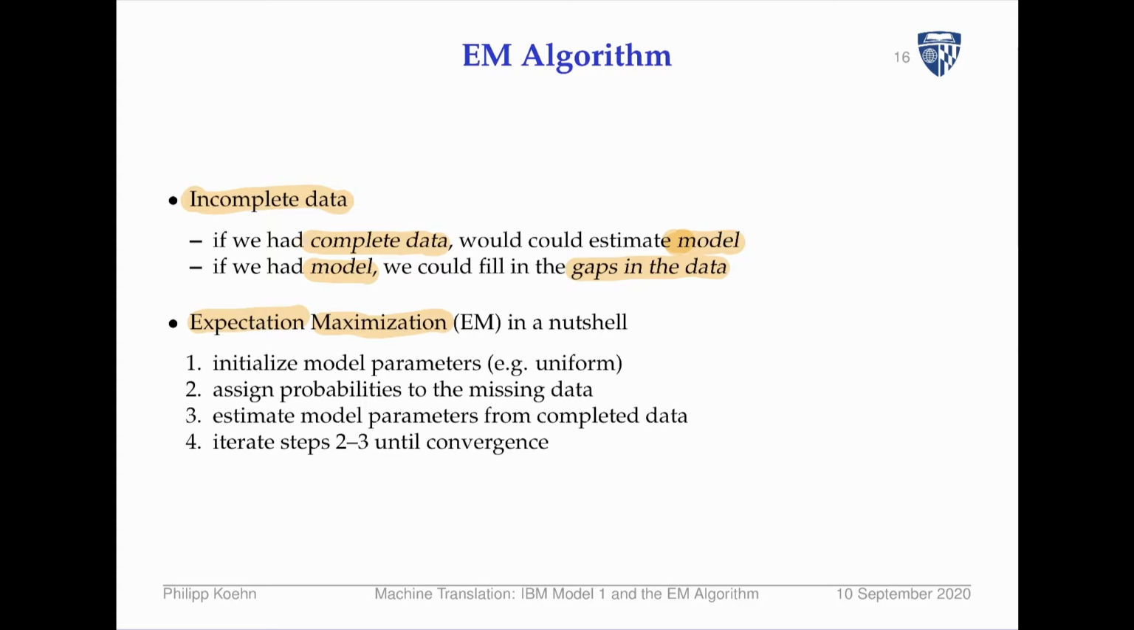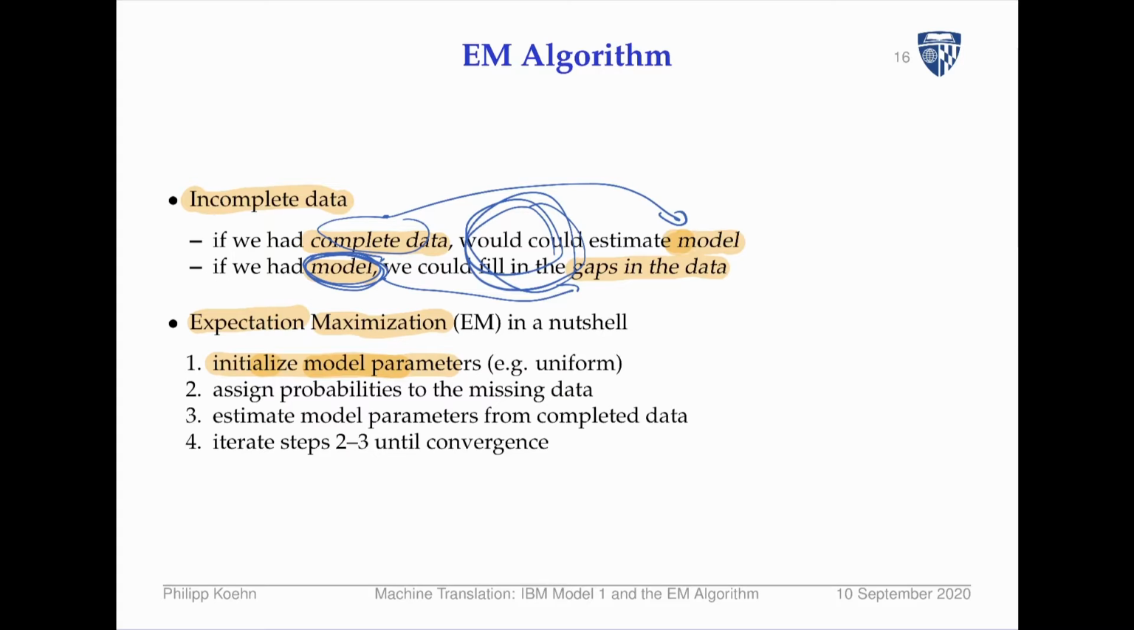So how is the EM algorithm able to accomplish this? Well, the trick here is that it's an iterative process, and we just come up with a model. If we come up with a model, so we just make up a model here, then we can fill in the gaps in the data. And then we have complete data, and then we can estimate the model from that. And we just iterate around.